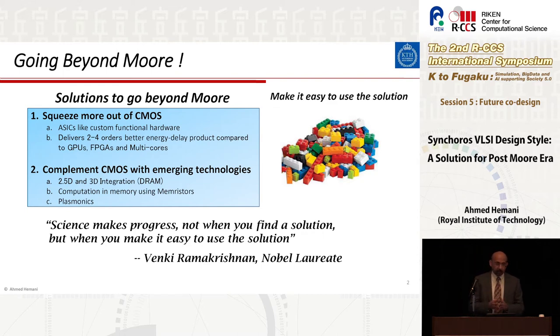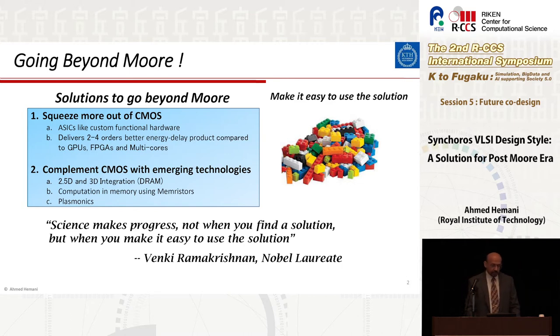To do that, we can adopt ASIC style implementation, because it simply gives us 2 to 4 orders of better energy delay product, the same metric as Subhash has used, compared to the run-of-the-mill COTS like GPUs, FPGAs, VLIWs, and things like that. And if you combine that with the technology that was proposed by Subhashish, we can go up to like 6 orders better, okay?